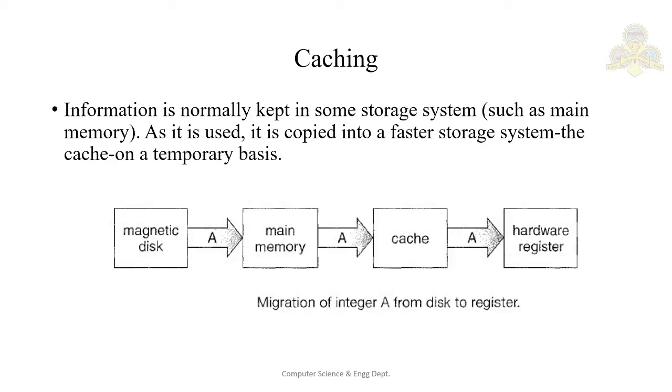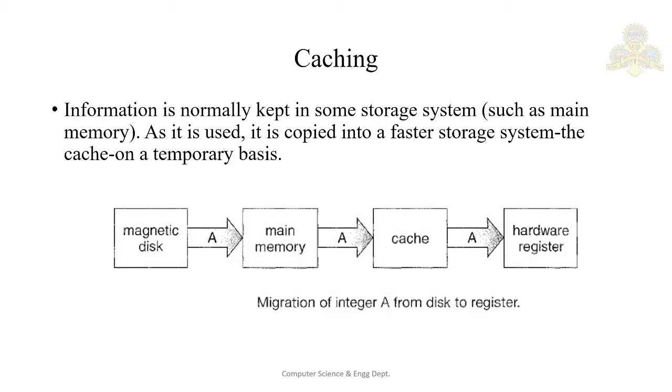Caching is an important principle of computer systems. Information is normally kept in some storage system such as your main memory. As it is used, it is copied onto a faster storage system, the cache, on a temporary basis. When we need a particular piece of information, we first check whether it is present in the cache. If it is present, we use the information directly from the cache. If we do not have that information in the cache, we use the information from the source, putting a copy in the cache under the assumption that we will need it again soon.